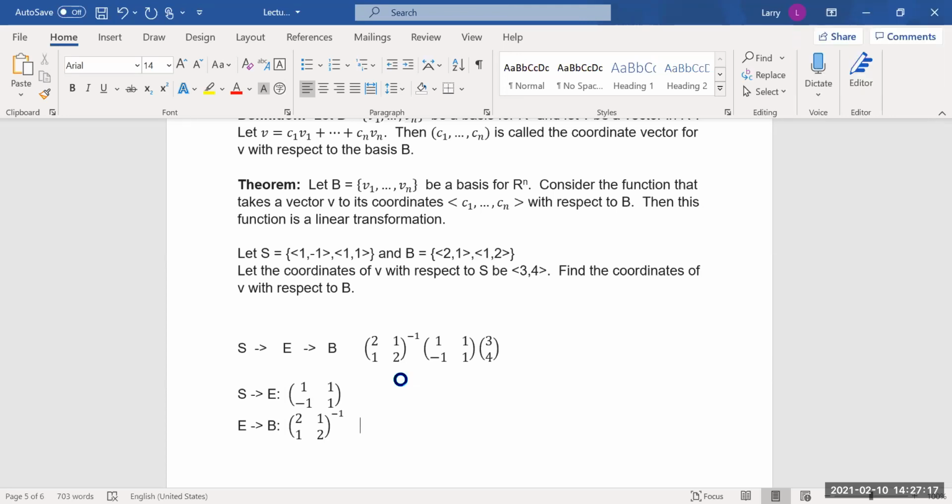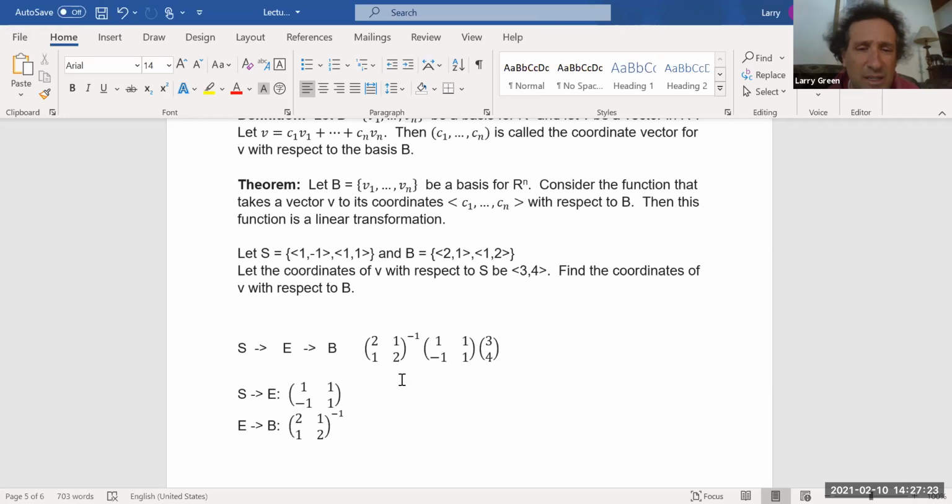Is this the same thing as finding a Jacobian? No, there's no derivatives. Finding a Jacobian was taking partial derivatives.